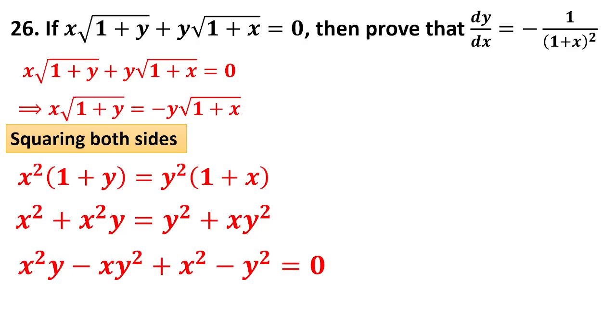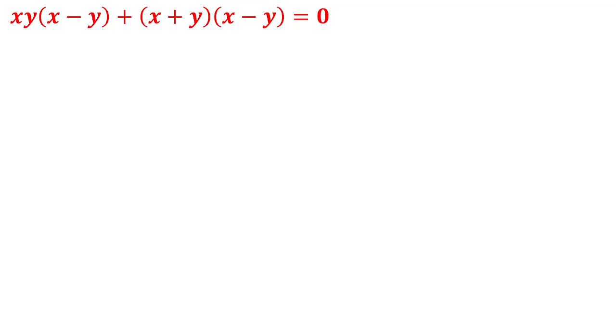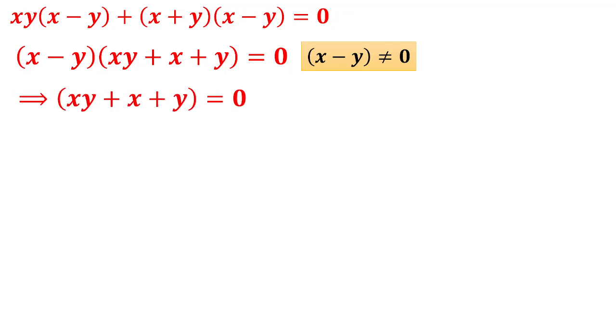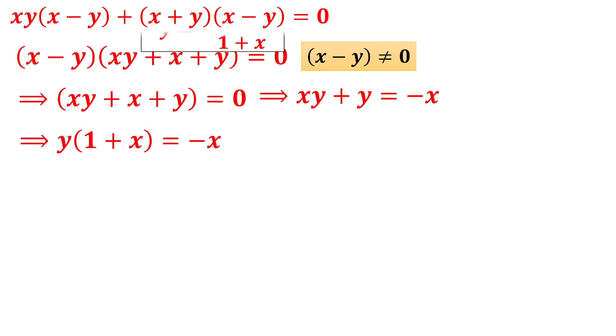Therefore I got an equation now. In this equation containing x square, y square, x and y, from the first two terms I can take xy common. From the next two terms I can write it as x plus y into x minus y. Now x minus y can be taken outside. Now this is a product of two terms equal to 0. We have to decide which will be 0. X minus y cannot be 0, because if x minus y is 0, then y will be equal to x. Then dy by dx will be 1. But dy by dx is not 1 in this case. Dy by dx is not a constant. Therefore xy plus x plus y is equal to 0. From that I am getting what is y.